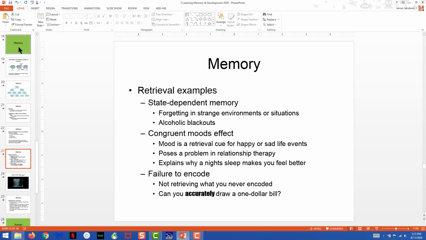In terms of retrieval, there are a variety of different ways in which this process gets identified. They are all the same recall recognition issues, but these are classifications that identify particular processes that occur in terms of retrieval. One is called state-dependent memory, where, much like I was just describing, the environmental event has a significant bearing on the likelihood that you'll remember things.